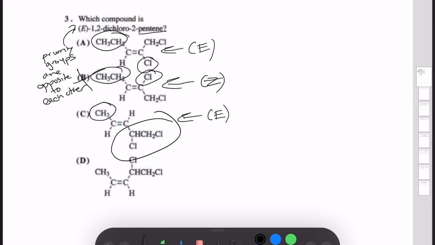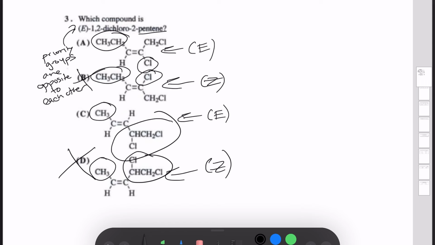Now for option D, it's basically option C, but the substituents on the right side have flipped. Now they're not opposite to each other, so that means it gets the Z notation. So this would not be an option. Just with the first part of the name, we were already able to cancel out two choices. So stereochemistry really does help for nomenclature problems, especially when it comes to multiple choice problems.